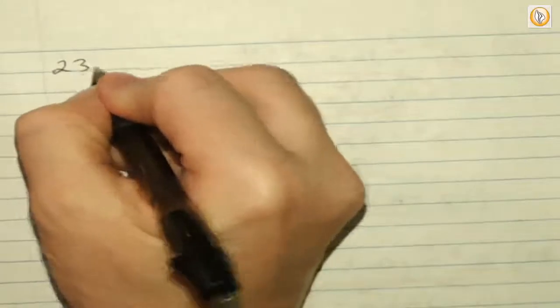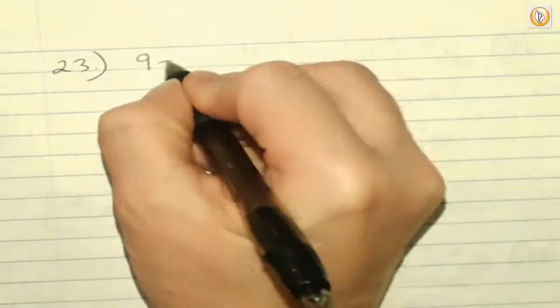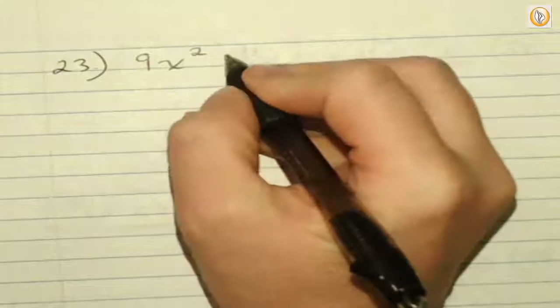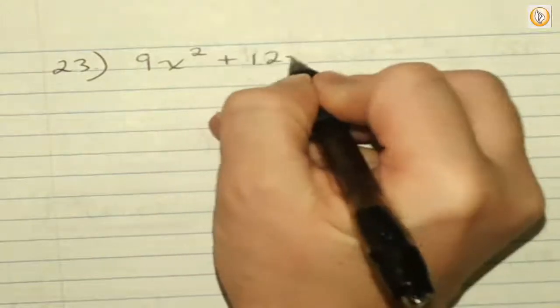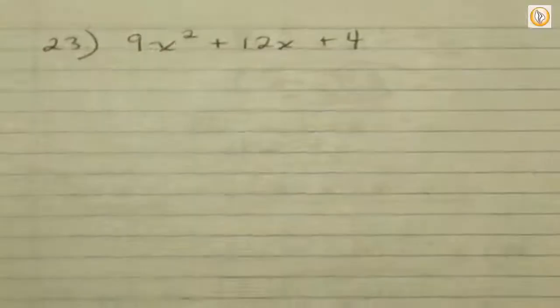Let's get a harder one. This is even hairier. All right, number 23: 9x squared plus 12x plus 4.